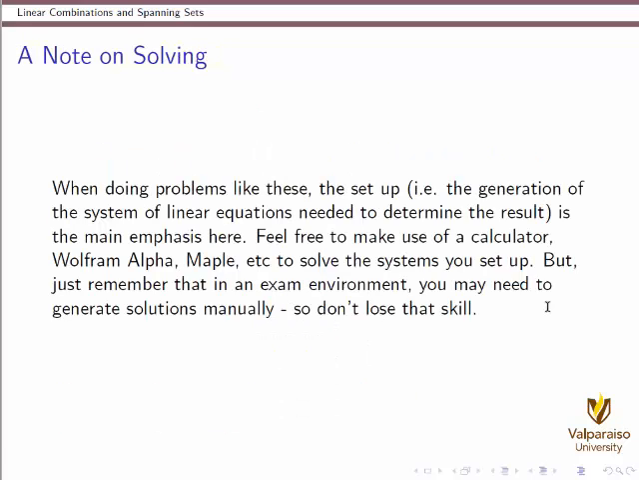So, a final note, when you're looking at problems like these, you're going to be in familiar ground. The new part is just the setup. Once you get to your system of equations, run with it, use a calculator, Maple, Wolfram Alpha, whatever you're comfortable with to get that stuff done, but don't lose the knowledge of how it works because you might not have that crutch when it's crunch time.